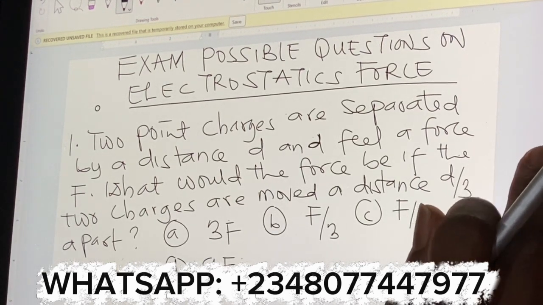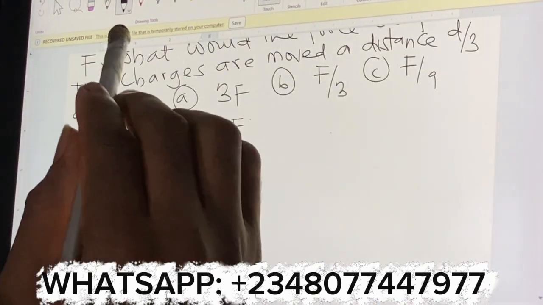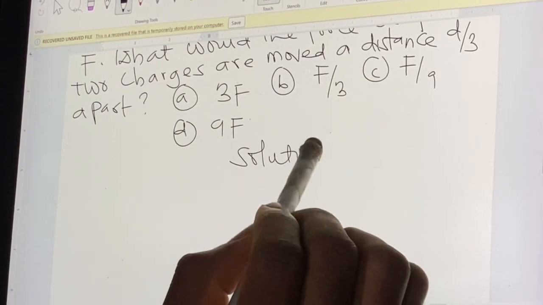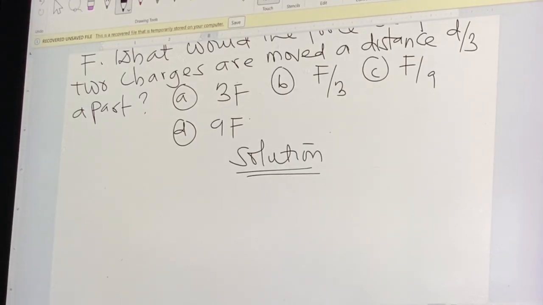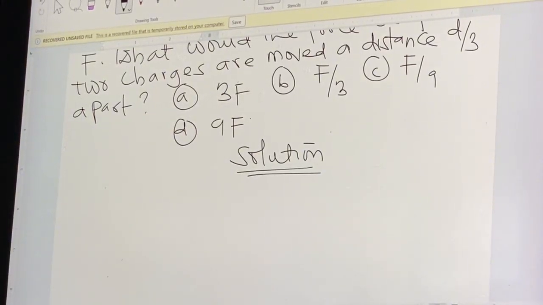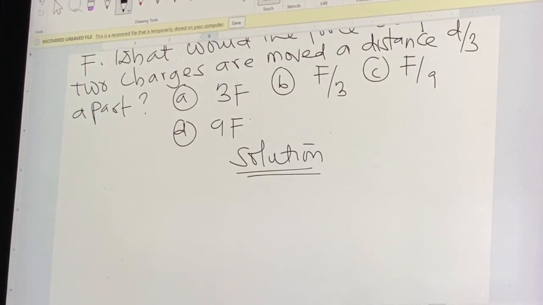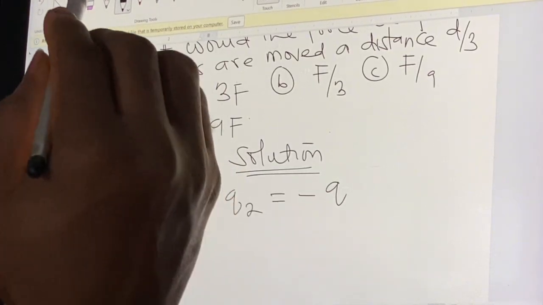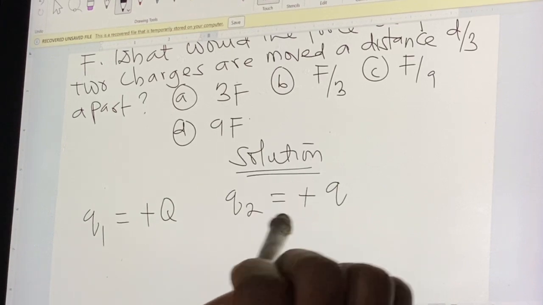Okay, now let's solve this. Solution, please. All right, now we are given two point charges. That is q1. We are taking q1 to be equal to plus capital Q, and then q2 to be equal to plus small letter q. Please take note.